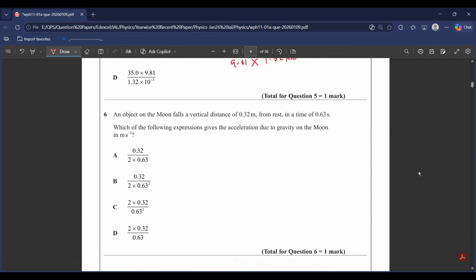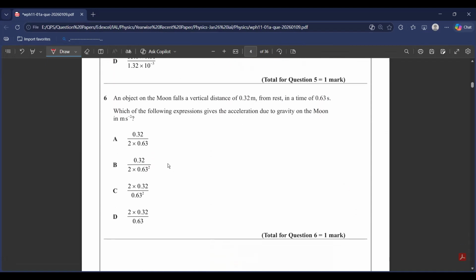Number 6. An object on the moon falls a vertical distance of 0.32 meters from rest, so u equals 0, in a time of 0.63 seconds. Which of the following expressions gives acceleration due to gravity? So this matches our SUVAT, right? According to SUVAT, if we are given distance, initial velocity, and time, and we are supposed to find acceleration, we can use this formula: s equals ut plus half at squared.